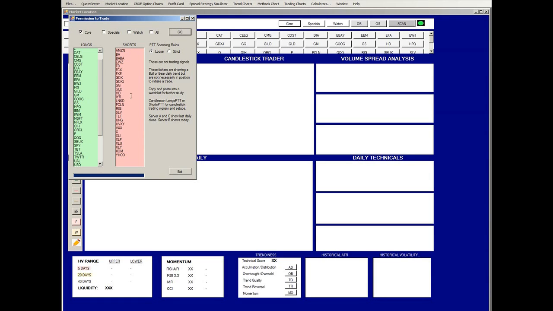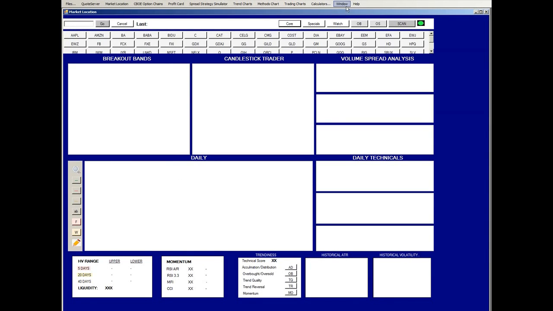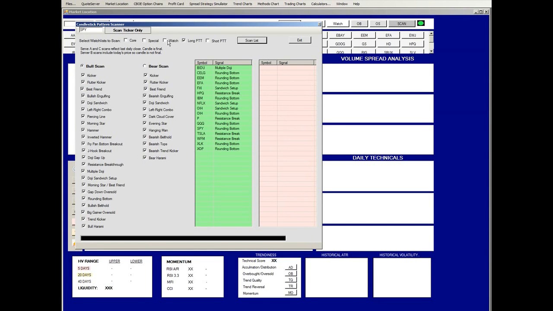So we scanned this and we got a list of potential long candidates and a list of potential short candidates. Now the permission to trade list is saved, and we can use that in our candlestick pattern scanner. We selected the long permission to trade list, and we ran a bull scan on the list, and we came up with a dozen or so stocks that have shown current candlestick trading signals.